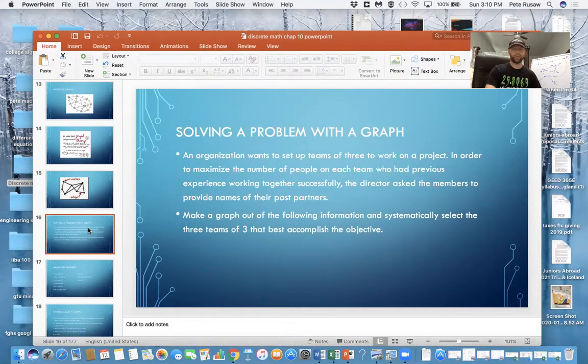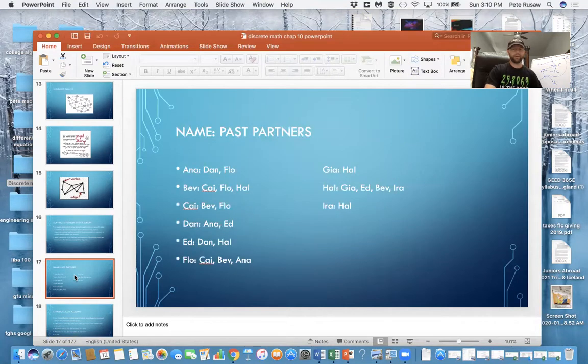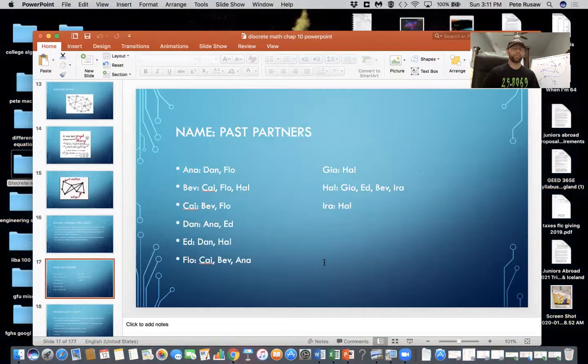Each dot will represent a person, and then edges connecting dots of people that have worked together successfully in the past. So what I'd like you to do is take a look at this information and go ahead and pause the video, make a graph of the information, and then try to make a recommendation on 3 teams of 3 to optimize the people who have worked together successfully before. So go ahead and pause the video, make a graph, and then we'll see where that goes.